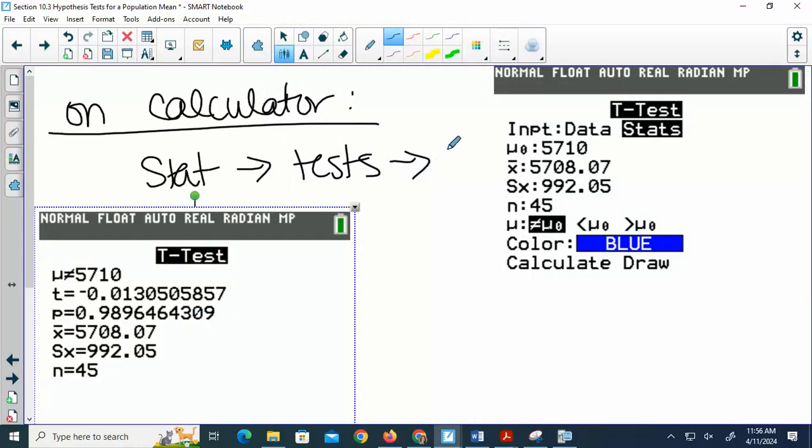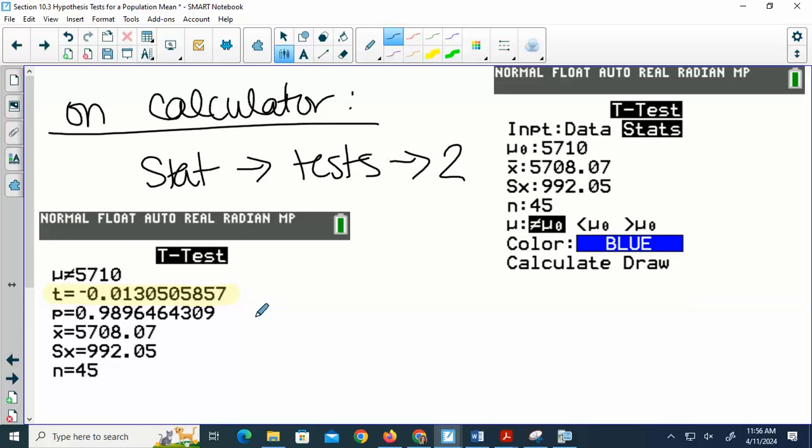So then we get this. So we did stat test 2. So we are testing not equal to. We get a t. Is this the same t that we got by hand? Yes. Now, when you do it on the calculator, it's giving you the actual probability, the p-value. We didn't really do that one.